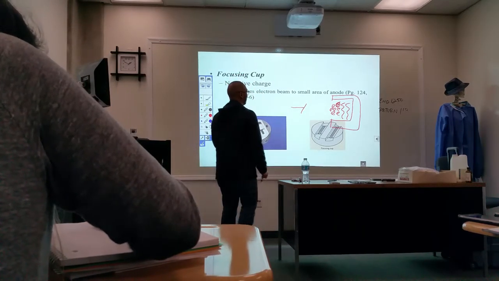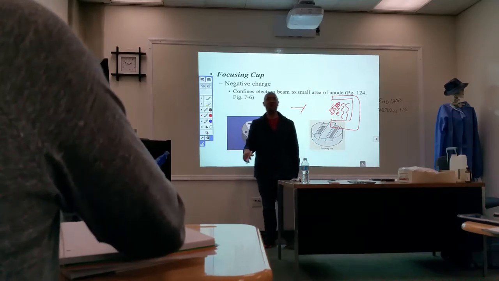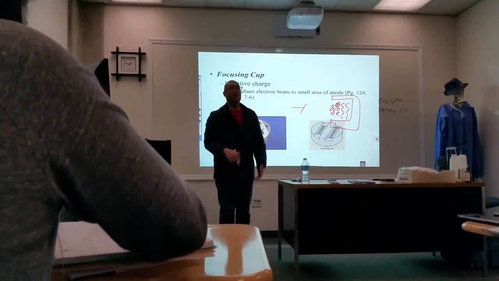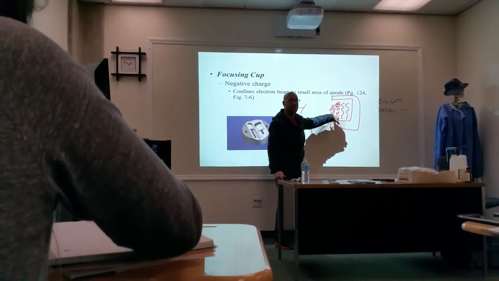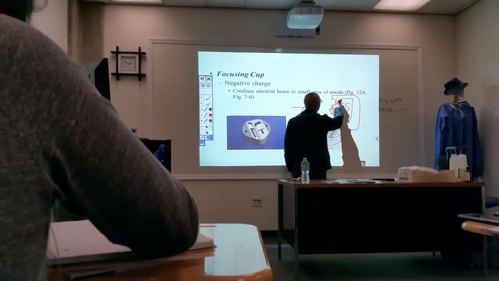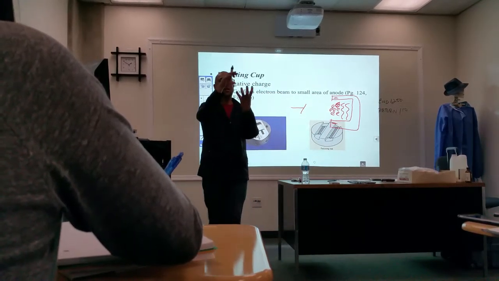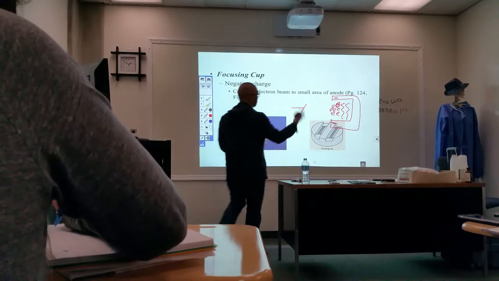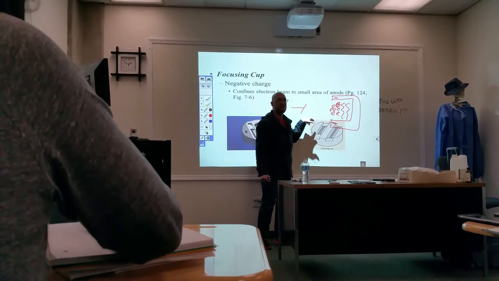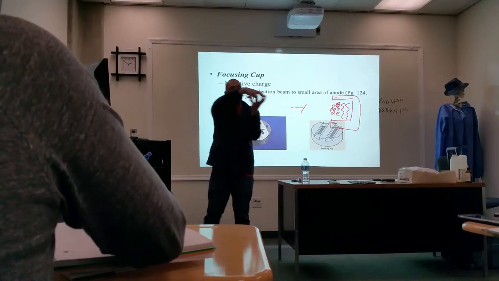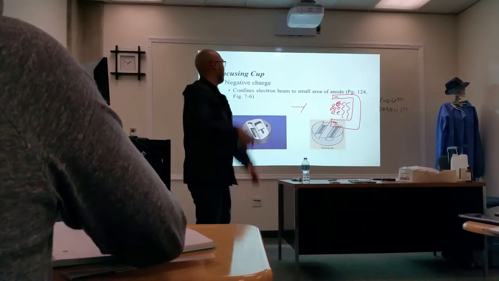What charge do you think this focusing cup will have to compress the electrons together? Negative. Also negative, but it's going to have a stronger charge than what they have. So it's going to be a much stronger negative charge to compress the electrons together. So then when we send them from this end to this end by applying kV, they're going to stay together as a group. Okay, that's your focusing cup.